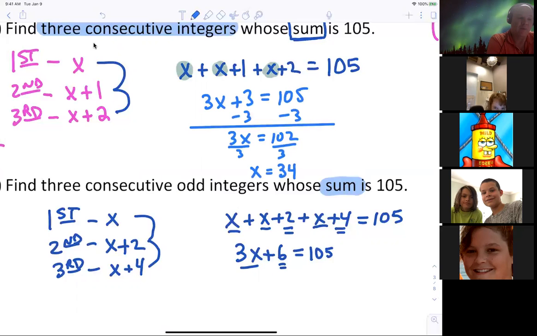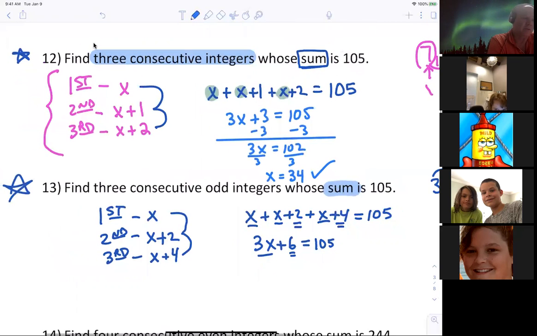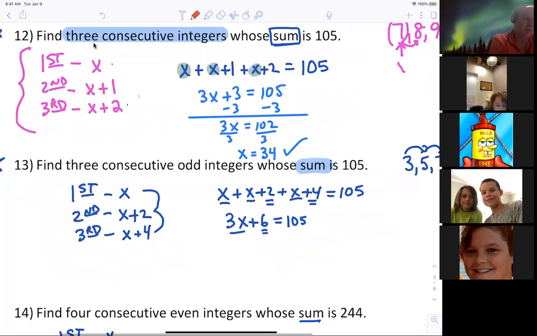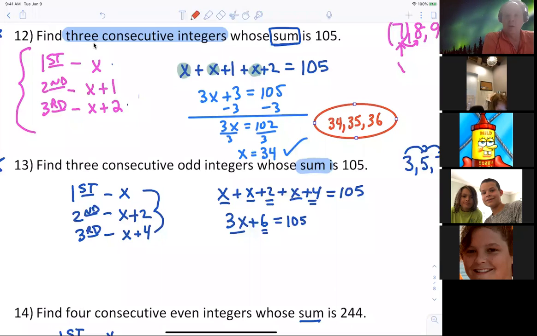So if you got 34, that's good, but that's not the final answer. Remember now, we were looking for 3 consecutive integers. So the 3 consecutive integers would be 34, 35, and 36. That's really what I want you to be able to tell me. Anybody have any questions with that?